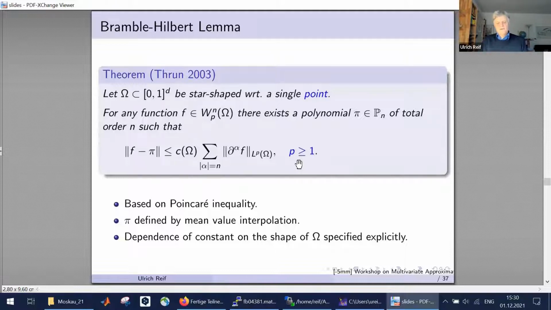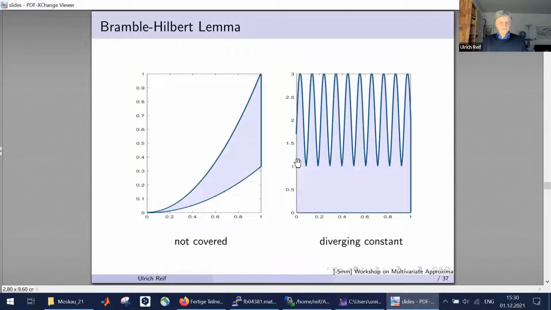But still, what remains open are such situations. For instance, this case, these are simply two parabolic arcs. They define a domain. This is not star-shaped. Or here in this case, when you have a highly oscillating boundary of your domain, you have a diverging constant. Such situations are not covered by these results.